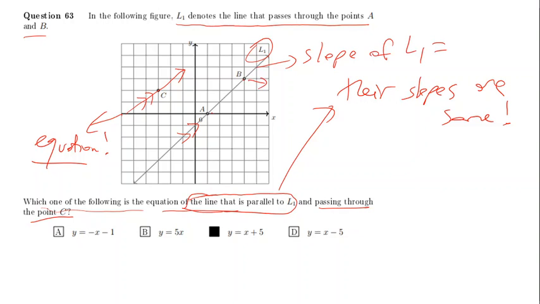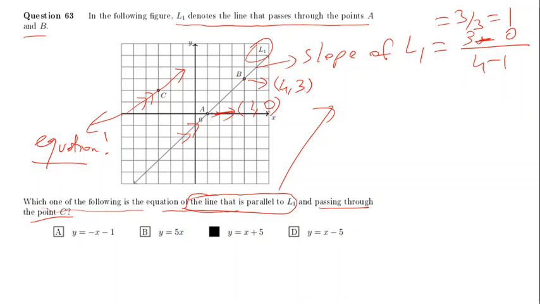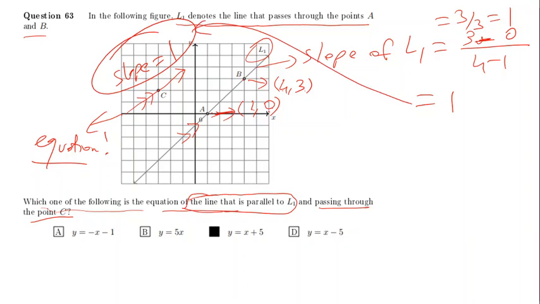You can use these two points to get the slope. A is (1, 0), and B is (4, 3). Yes, (4, 3). And then you can get the slope by doing 3 minus 0 divided by 4 minus 1. So it will be 3/3, which is 1. So we have slope equal to 1. Then the slope of this line is also equal to 1 because they are parallel, right?